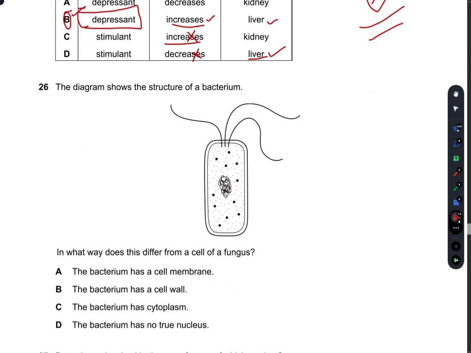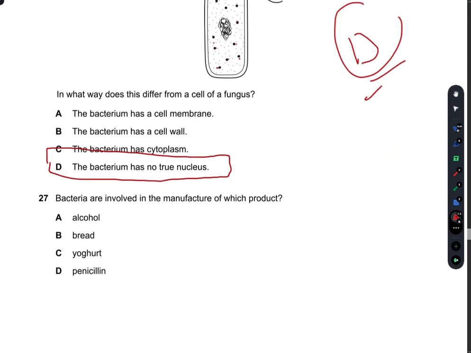The diagram shows the structure of a bacterium. In what way does this differ from a cell of a fungus? The bacterium cell has a cell membrane. It has a cell wall. Yes, it has a cytoplasm. It has no true nucleus. A fungus has a true nucleus, whereas a bacterium does not. In this bacterium, you can see that there are many plasmids, which are the extra chromosomal DNA part. So D is the right option.